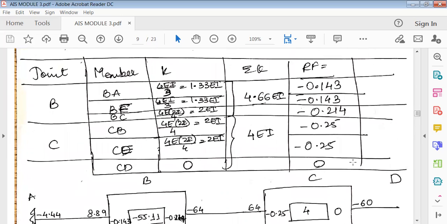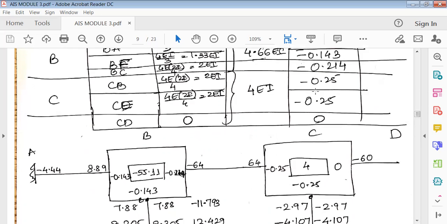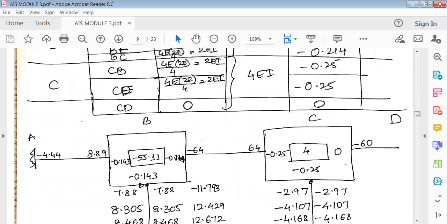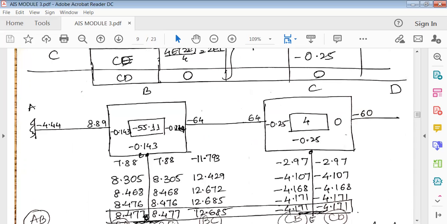Okay. This rotation factor here. So first is minus 0.143. It is 0.143, 0.143. First, this is connecting A, BA, you have to write it here. Next, BE, wherever it connects, so B and E. So it connects here, so you have to write in lower portion of the square. Then BC, it is connecting here, so it is right portion of B. Write it here. Similarly, CB and CD.